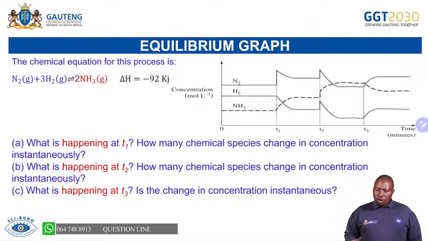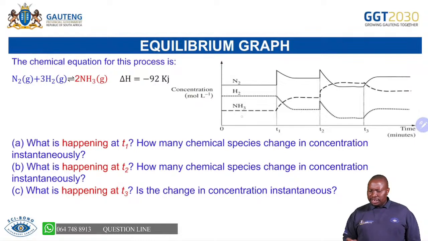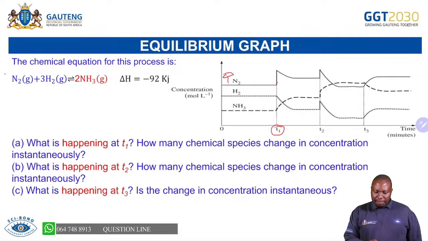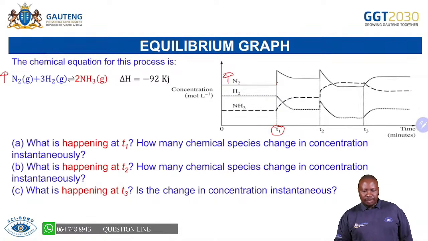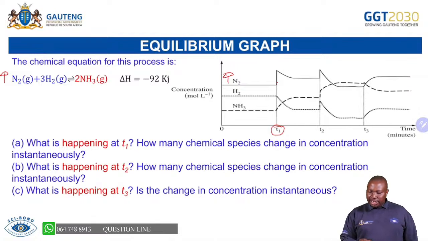Now the issue of the equilibrium graphs. If we look at this graph, at T1 you can see that there is a sharp increase of N2. That shows you that the concentration of N2 was increased, and N2 is a reactant. Remember, when we increase the concentration of the reactants, the forward direction will be favored. So what is the forward direction? The NH3. You see that the NH3 is increasing there. It shows that the forward direction is favored.